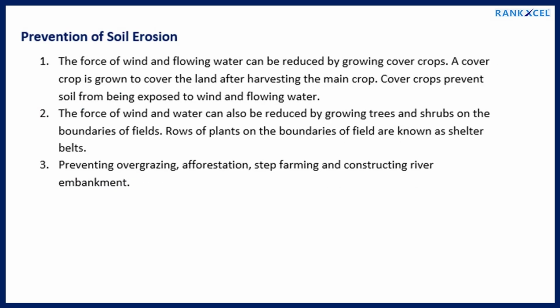Prevention of soil erosion. 1. The force of wind and flowing water can be reduced by growing cover crops. A cover crop is grown to cover the land after harvesting the main crop. Cover crops prevent soil from being exposed to wind and flowing water. 2. The force of wind and water can also be reduced by growing trees and shrubs on the boundaries of fields. Rows of plants on the boundaries of fields are known as shelter belts. 3. Preventing overgrazing, afforestation, step farming and constructing river embankments.